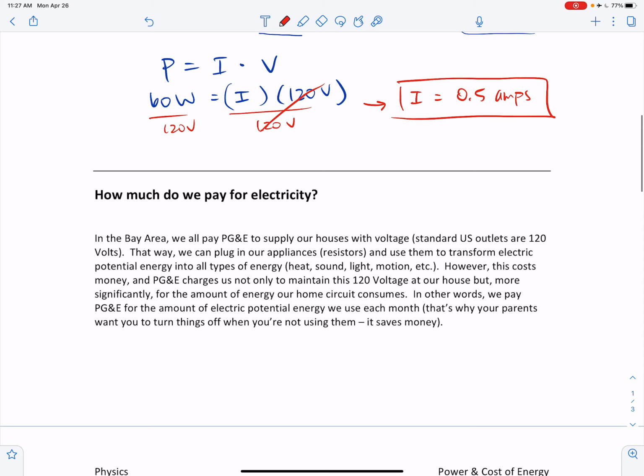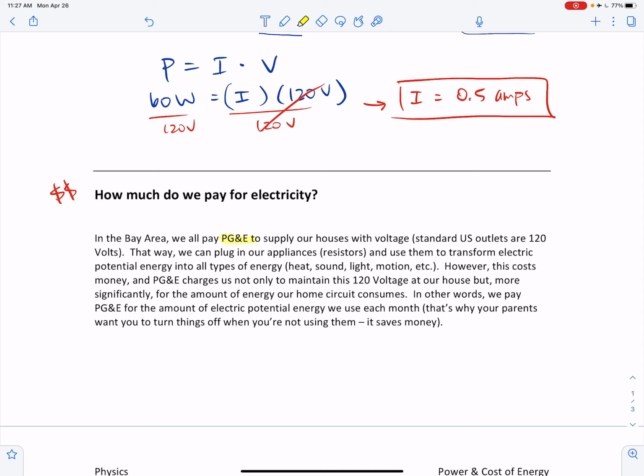Okay, so how much do we pay for electricity, right? So it's one thing to be able to calculate power and relate it to current and voltage, but let's talk about money, right? How much does it actually cost? In the Bay Area, we all pay PG&E, that's our local electric company, to supply our houses with voltage. Standard US outlets are 120 volts. That way we can plug in our appliances, which are really just a bunch of resistors, and then use them to transform electric potential energy into all types of energy: heat, sound, light, motion, etc.